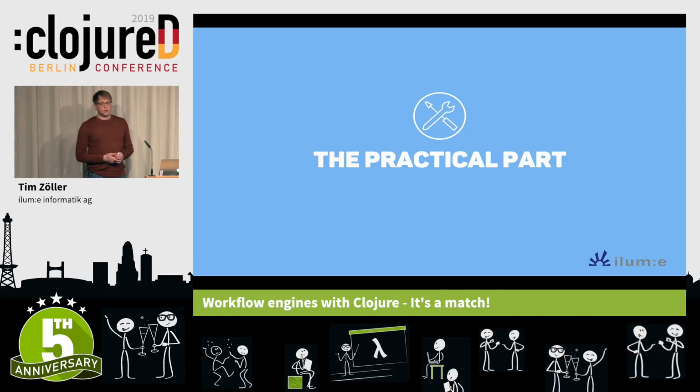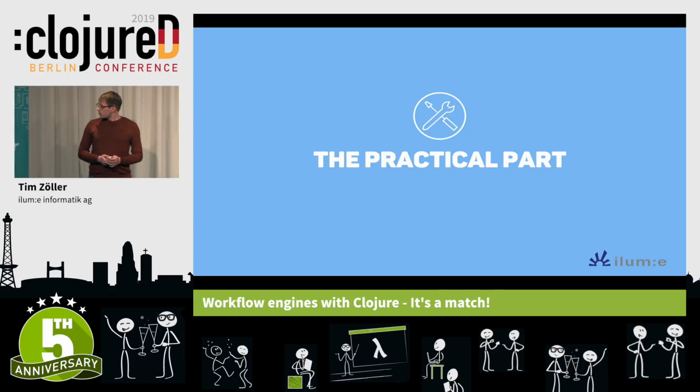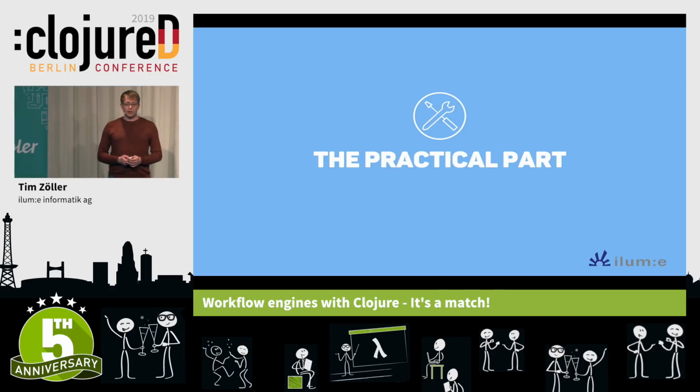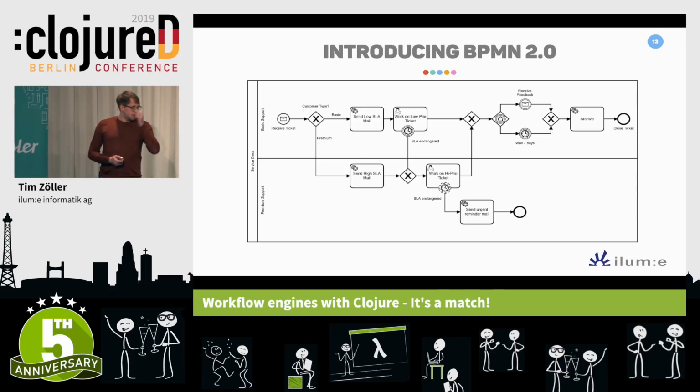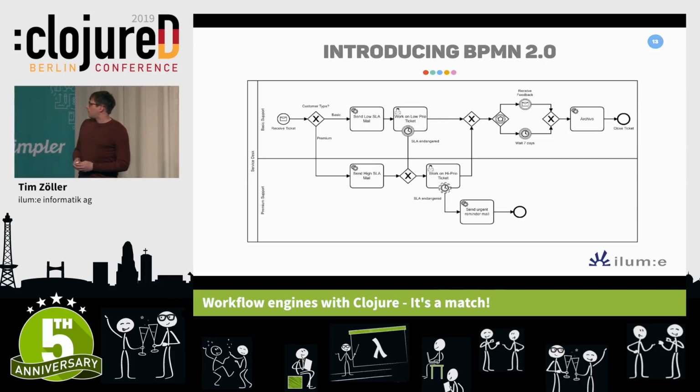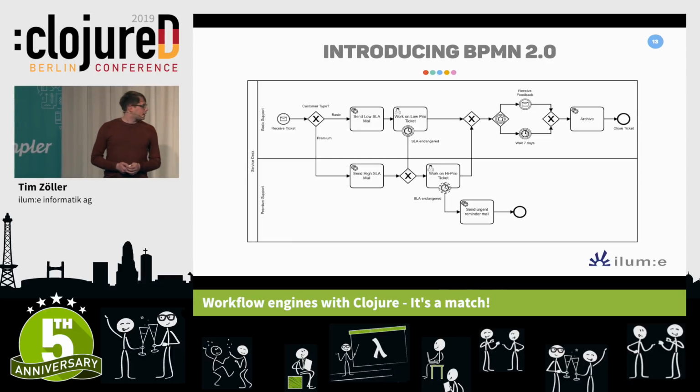Okay. That's about the theoretical part. And now let's see how we adapt this. This is a workflow. This workflow is written down in BPMN 2.0. BPMN stands for Business Process Model and Notation. And this is a standard, the same as UML is. In fact, both are maintained by the same organization, the OMG.